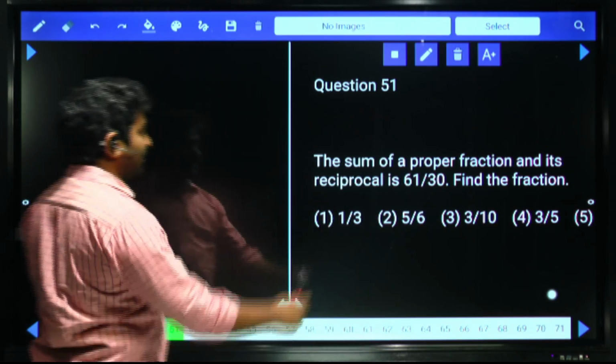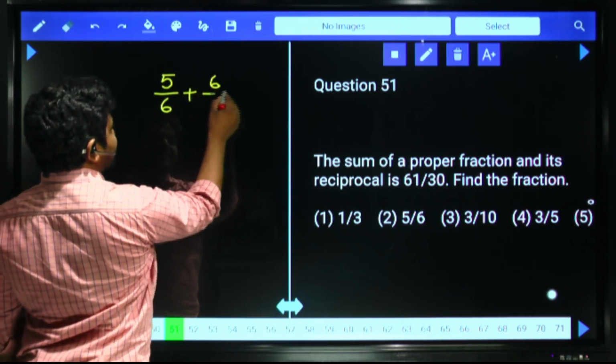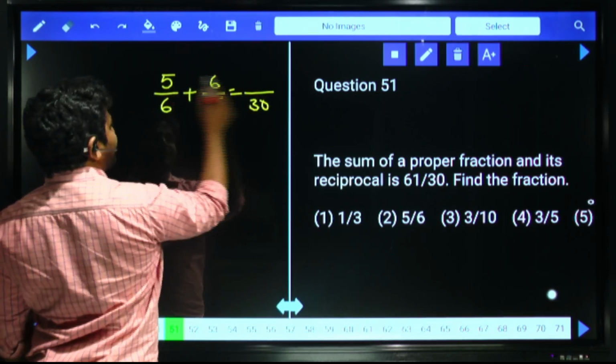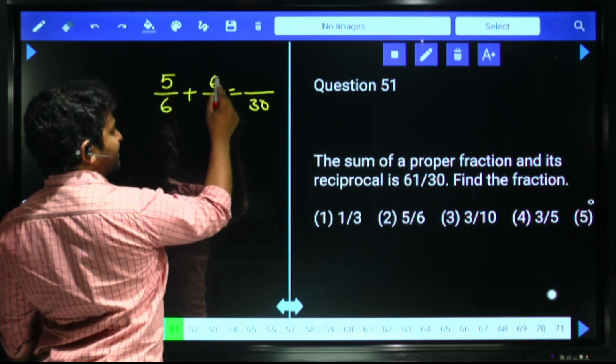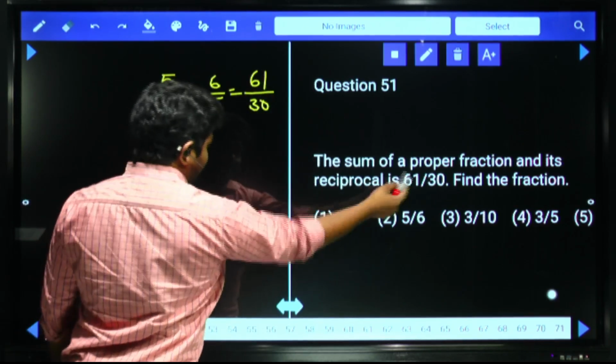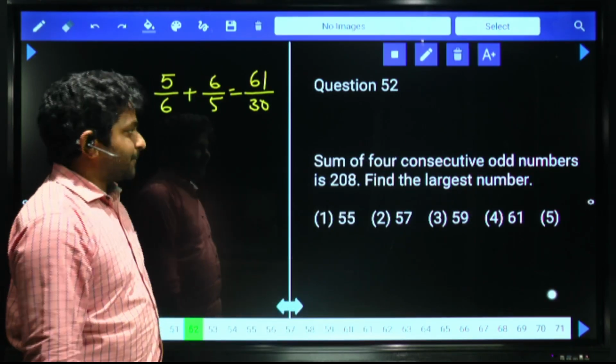Let's verify it. If the original fraction is 5 by 6, the inverse of this is 6 by 5. LCM is 30. 6 by 5 times 5 by 5 is 25. 5 by 6 times 6 by 6 is 36. 25 plus 36 by 30 is 61 by 30, which is what our fraction is. So the answer is 5 by 6, second option, right answer.